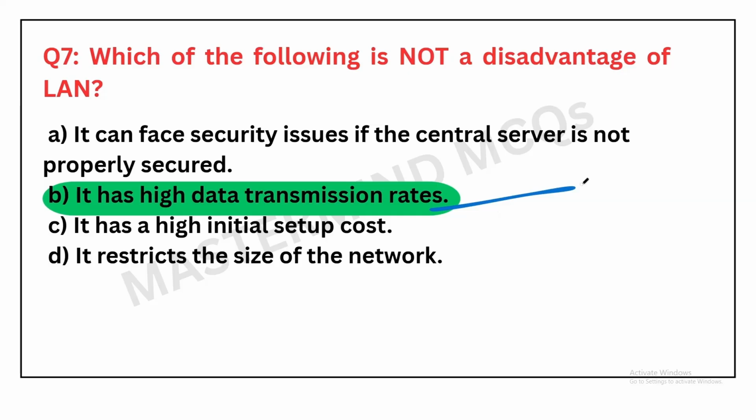LANs are known for their high data transmission rates, allowing computers within a small area like an office or school to share data quickly and efficiently. This speed is one of the biggest advantages of LAN compared to wider networks like WAN.